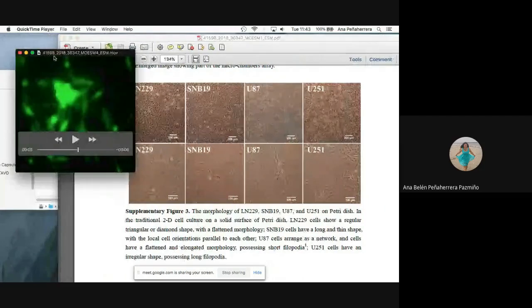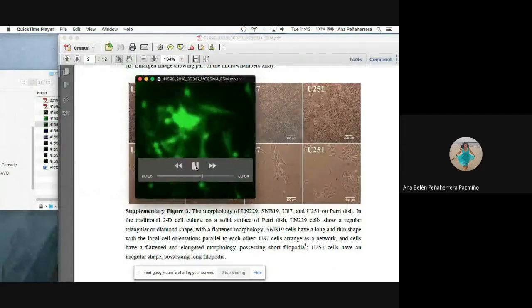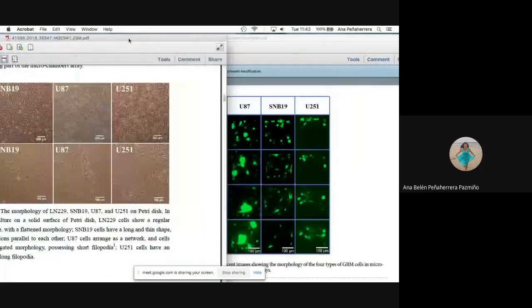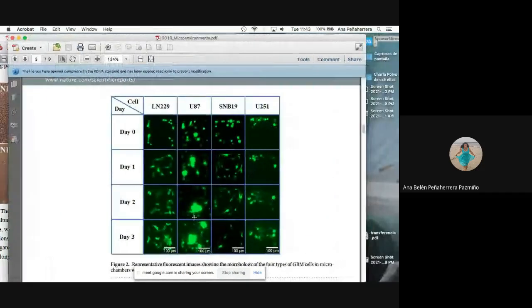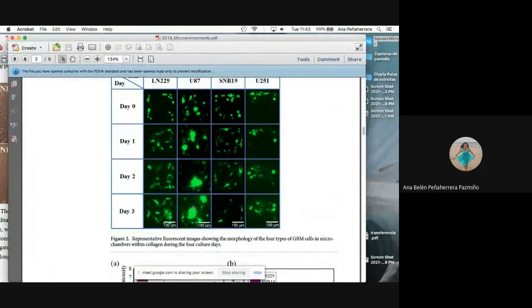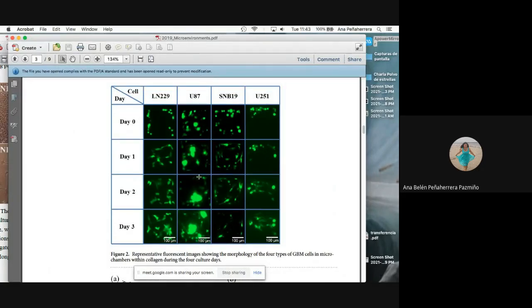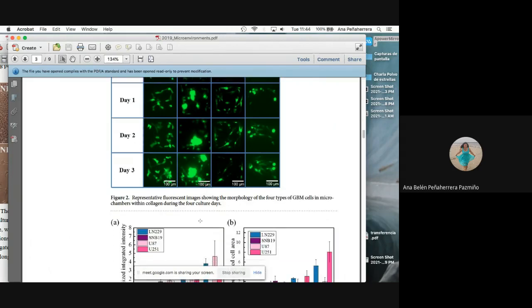I also would like to show you this video of how the cells move, so that the authors can measure and characterize the way they invade, they proliferate, and also how they form spheres. Like in the case of the U87, you can see that they form neurospheres, and they are very good for invading. So they have these protrusions that help them to migrate through the collagen matrix and invade the tissues.